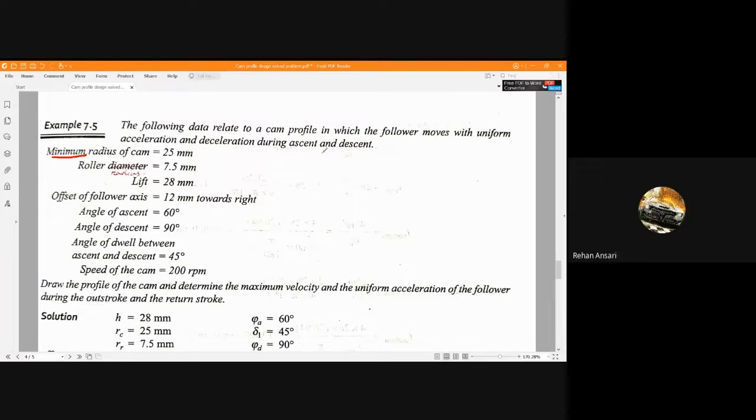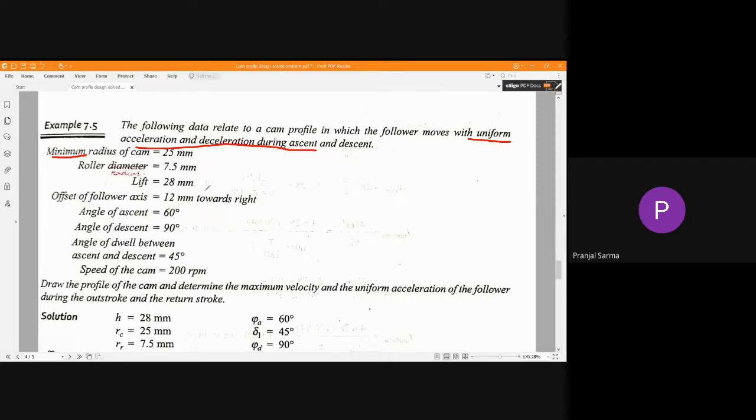Now as per the question, you have to draw a cam profile where the type of motion is uniform acceleration and deceleration during both the strokes. Minimum radius of cam is given 25 mm. Roller radius is given 7.5 millimeter. So from here we understand that the follower is a roller type of follower. In the previous case it was a knife edge follower.